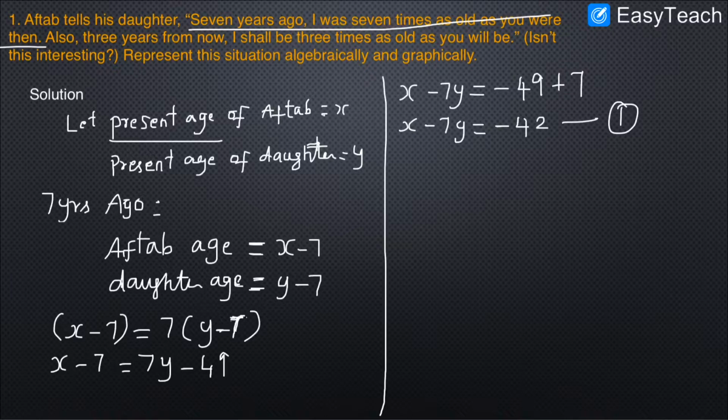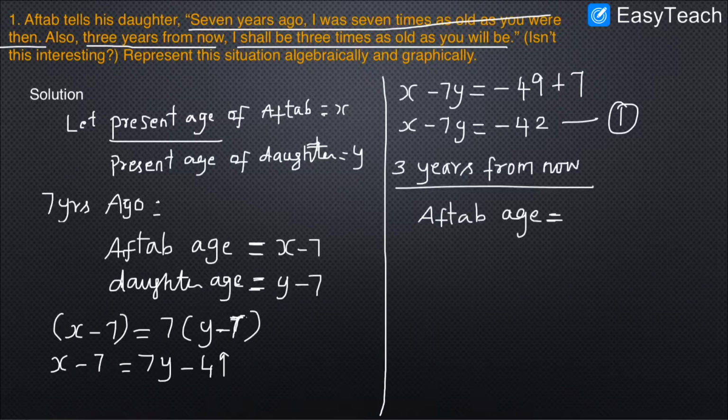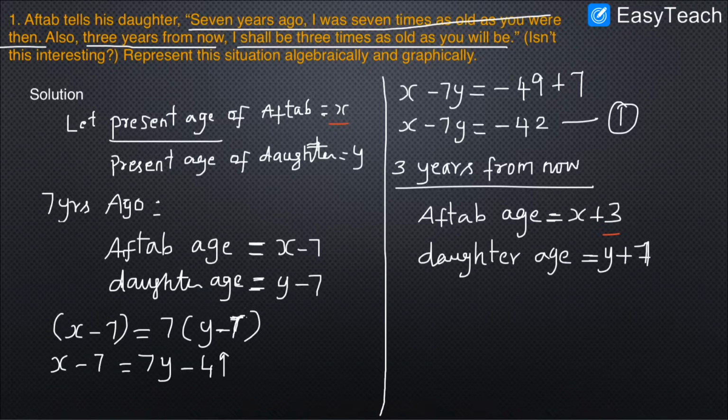Let's move on to the second situation given. 3 years from now, I shall be 3 times as old as you will be. So let's find out the ages of both of them 3 years after. After 3 years, Aftab's age would be x plus 3. I add 3 years to the current age. Daughter's age will be y plus 7. I add 7 years to the current age.